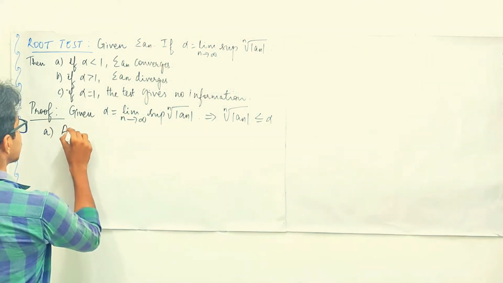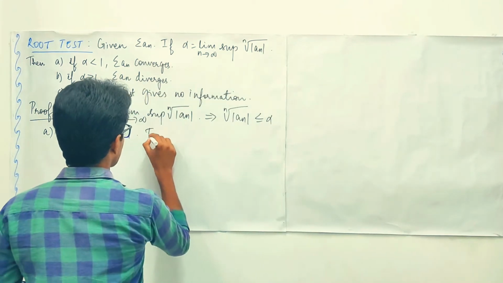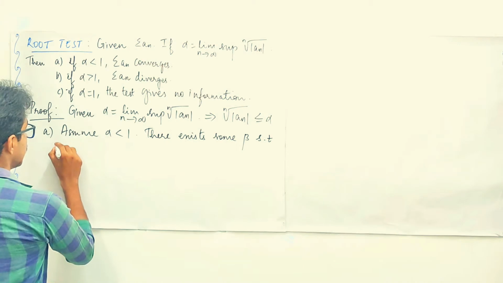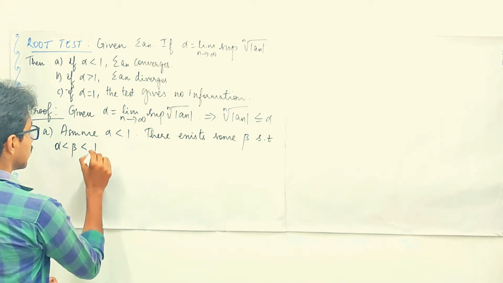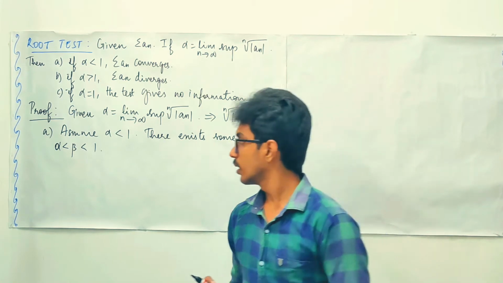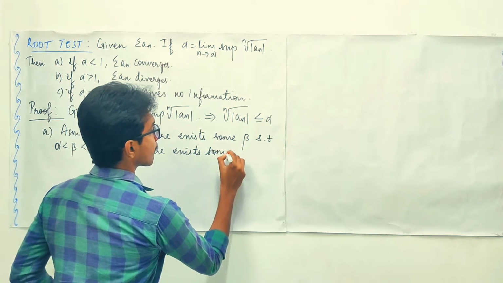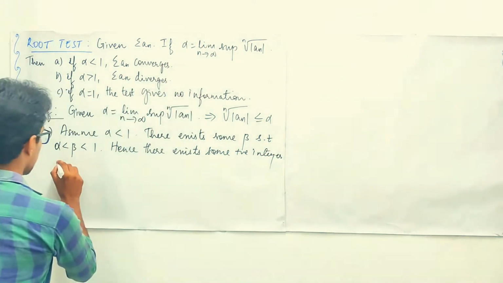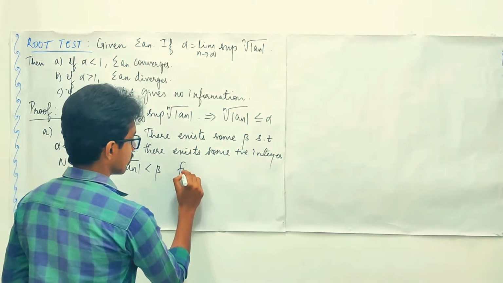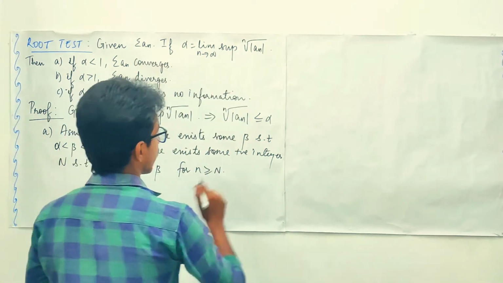In the first case, what is given? We are taking alpha as smaller than 1. When alpha is smaller than 1, there exists some real value beta such that alpha less than beta less than 1. Since alpha and 1 are real quantities, we can always identify some quantity which is between alpha and 1. For this case, there exists some positive integer big N such that your nth root of absolute an is smaller than alpha for n bigger than or equal to N. Here what we are saying is that this is lesser than alpha, and alpha is less than beta as well.